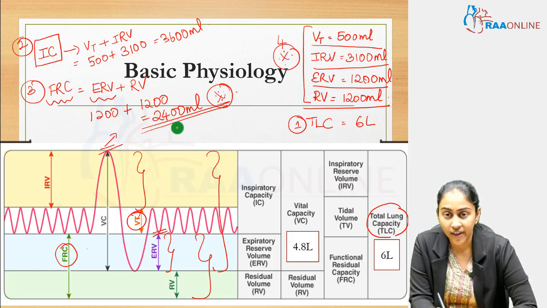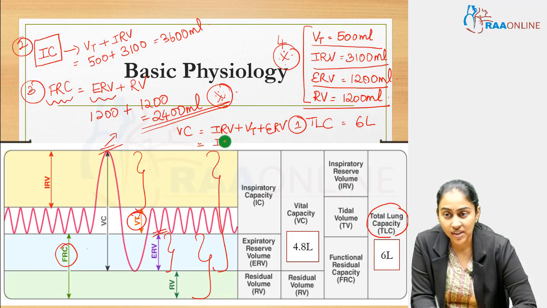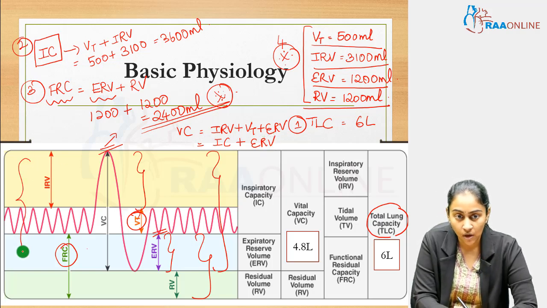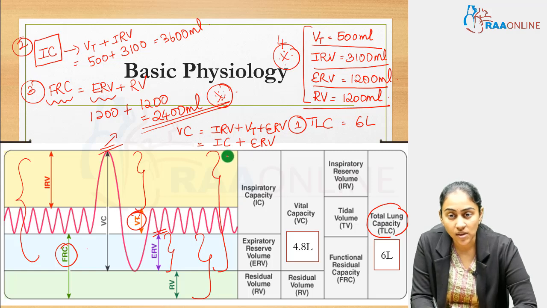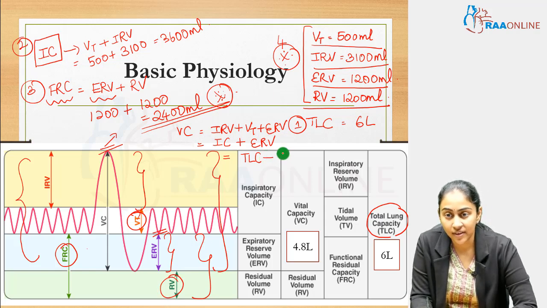What are they? Vital capacity is inspiratory reserve volume plus tidal volume plus expiratory reserve volume. Or you can say vital capacity is the inspiratory capacity plus the expiratory reserve volume, this whole thing. Or in another sense, you can say vital capacity is nothing but the total lung capacity minus the residual volume. This is the vital capacity.